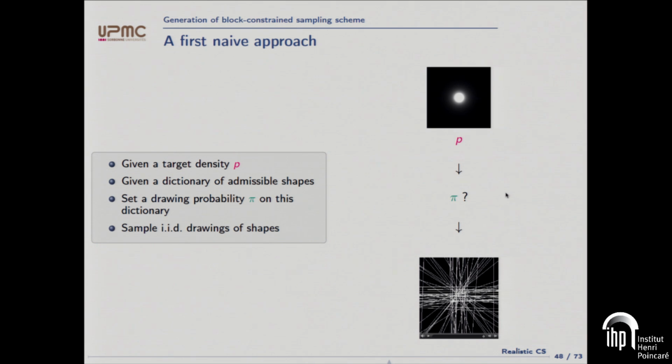But this is suboptimal, right? Because you're doing IID sampling. So it's not really good.